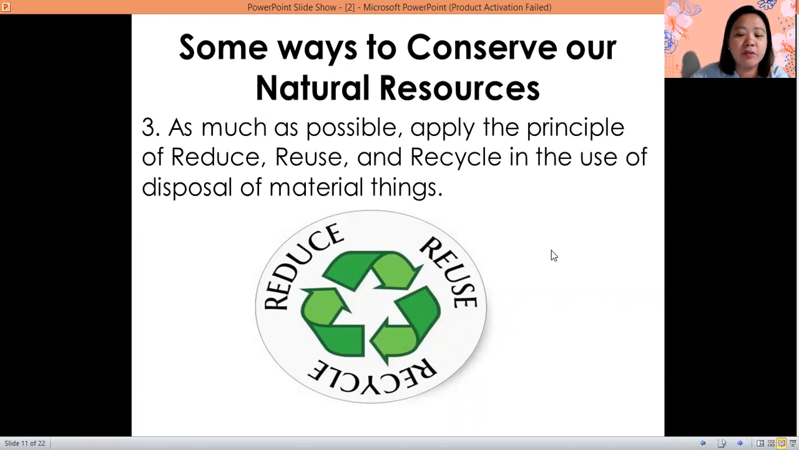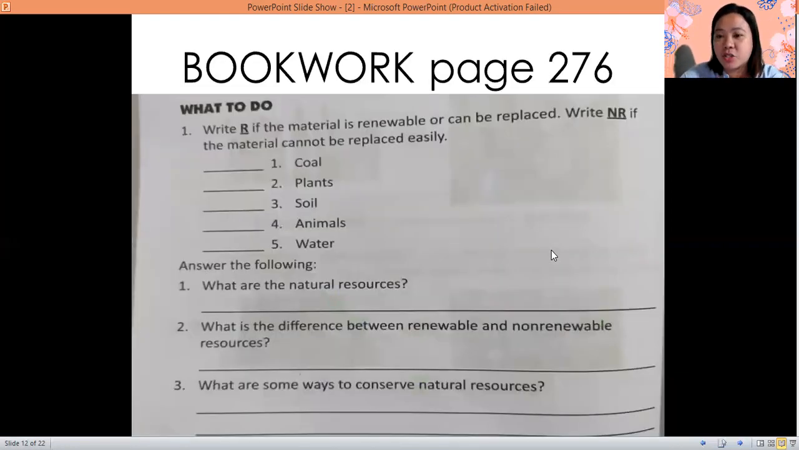Okay? So now for our book work, open it on page 276. Open your book on page 276. Okay, are you there? All right, so if not, then you can pause the video. So it says here, write letter R if the material is renewable or can be replaced in a short period of time. And write NR if the material cannot be replaced easily. It will take hundreds of years to be replaced.